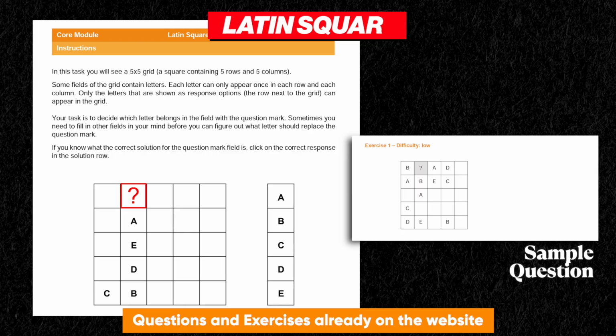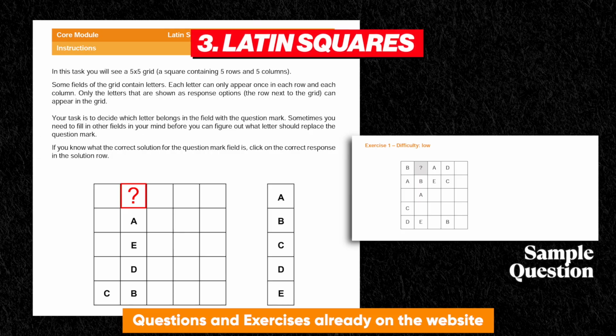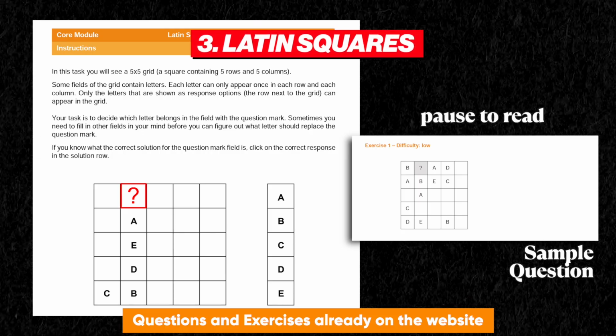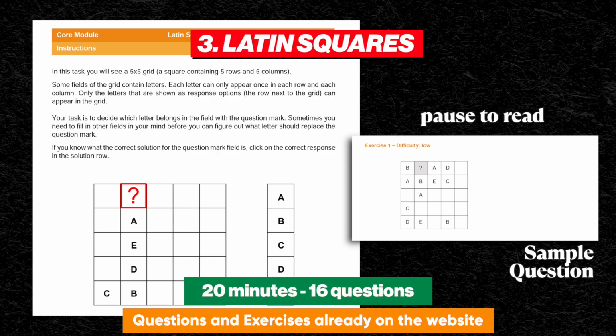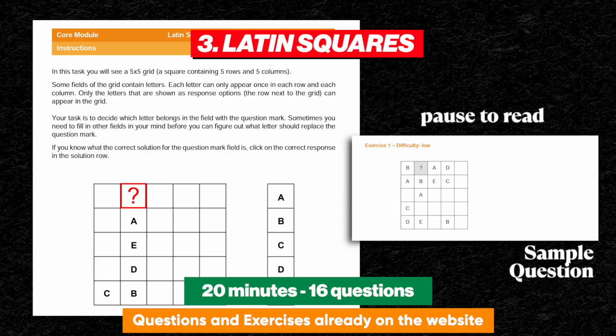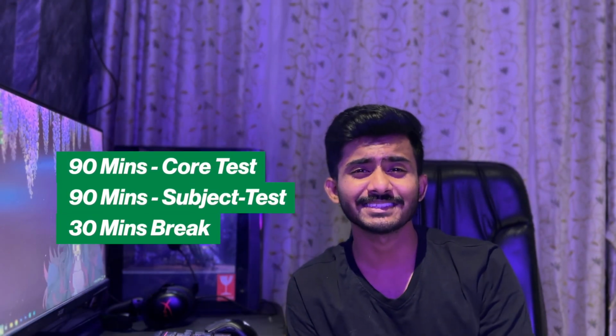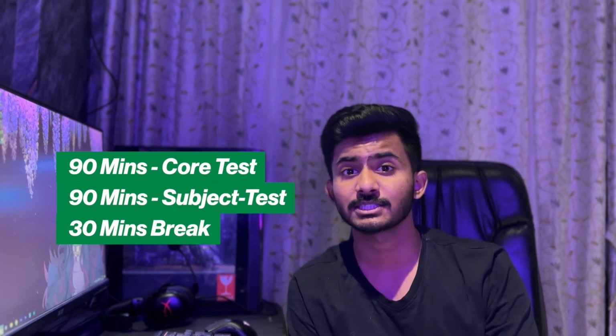Third is Latin squares. This is a little tricky to explain, so if you want to know more, just pause the screen to read, or you can go on the website and see the sample questions for yourself. You have 20 minutes to solve 16 questions. Overall, you have 90 minutes for the digital core test, and the same is the duration for the subject-specific test.